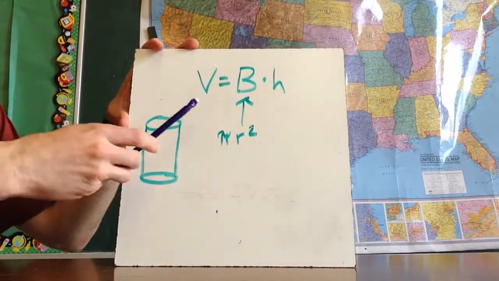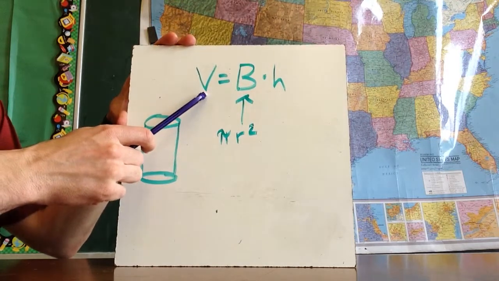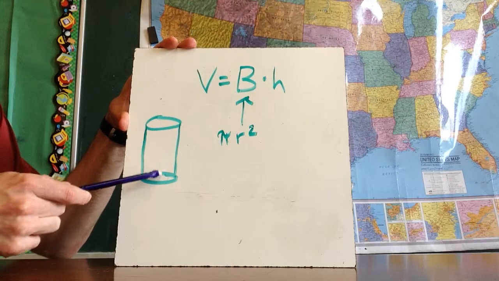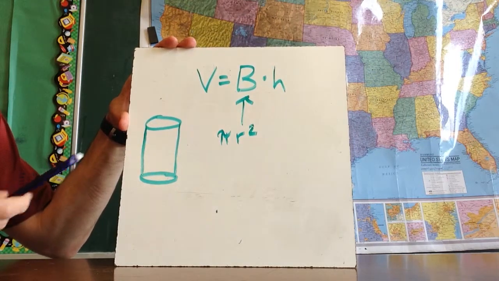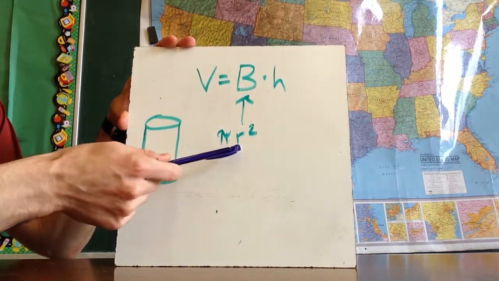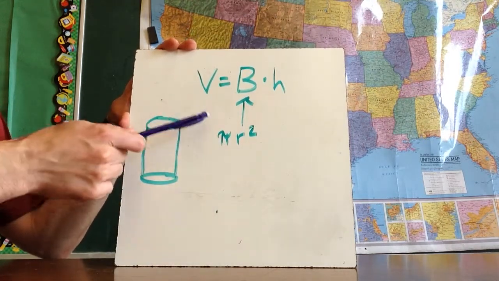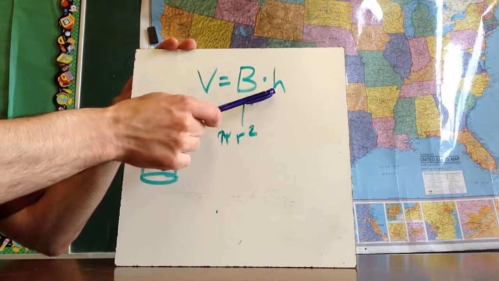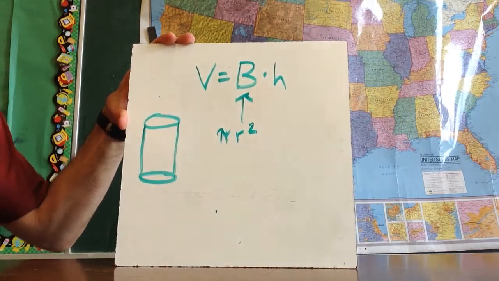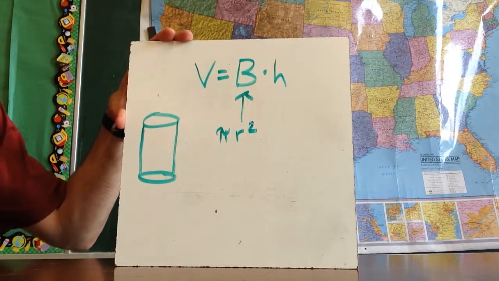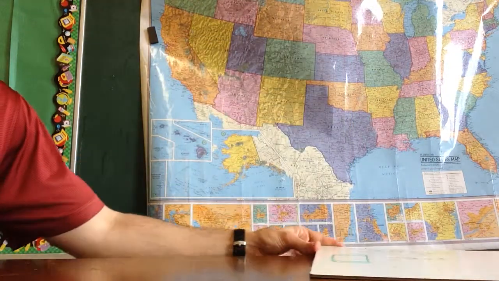We're going to use the formula we talked about in the last lesson, which is volume equals area of the base times the height. But since we're talking about a cylinder, which has a circular base, the area of a circle is pi times radius squared. So the volume of a cylinder would be pi times r squared times h. And so we're essentially going to use that formula today, pi r squared h, to find the volume of some cylinders.